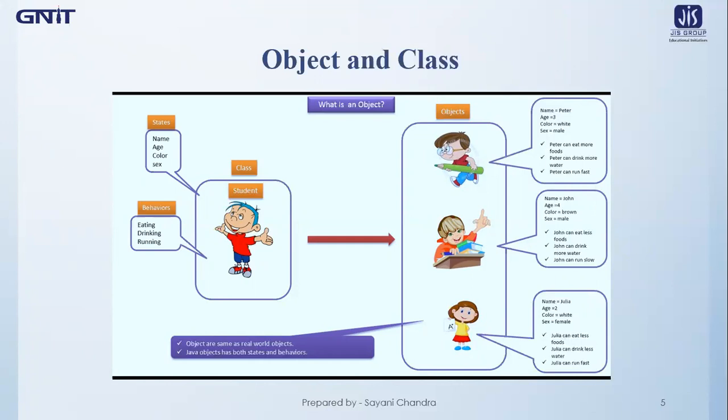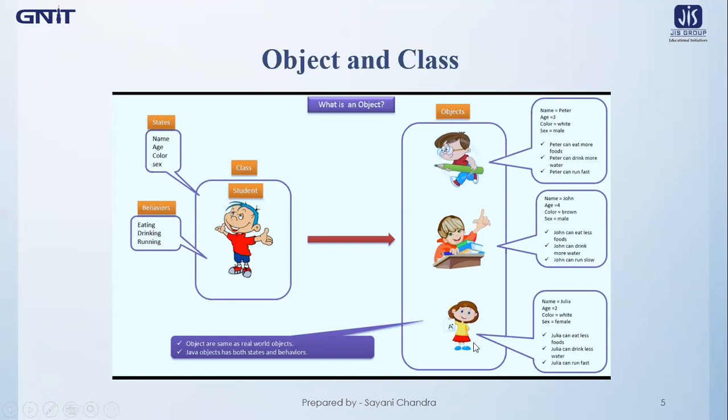Here we can see that there is a student class. In this student class there are some properties mentioned. The name of the class is student, and the properties of the class are name, age, color, sex. So these are the properties of the student class, and these are the behaviors of a student class. That means eating, drinking, running, etc.